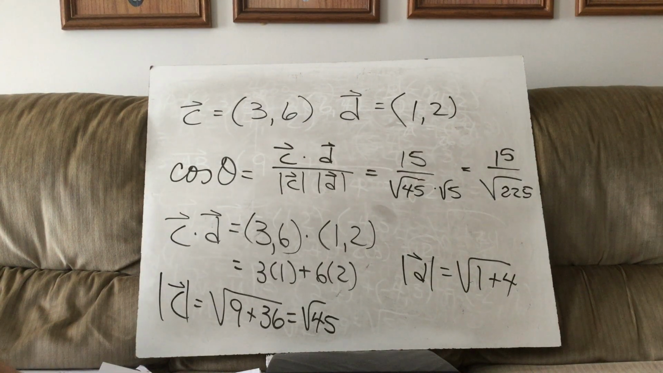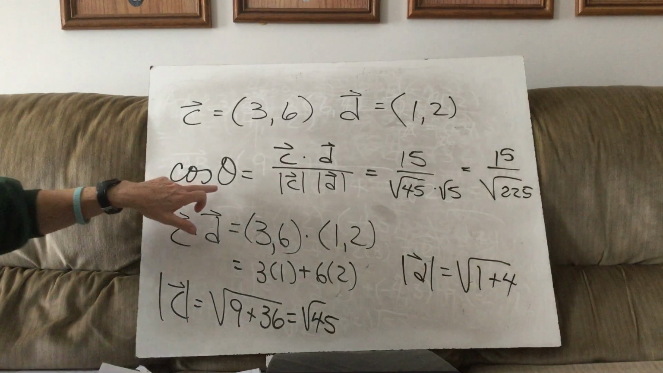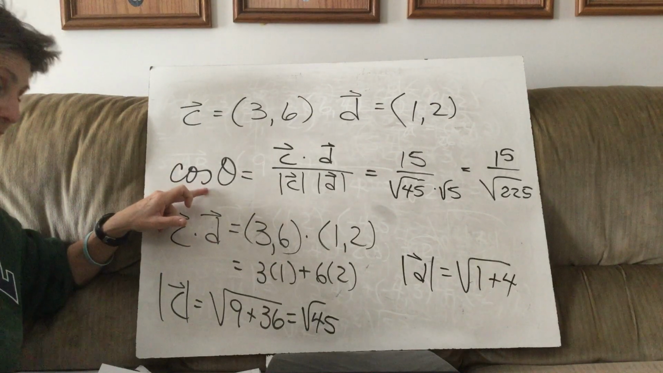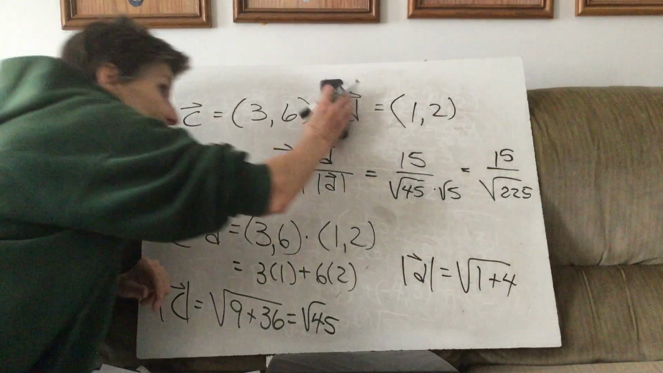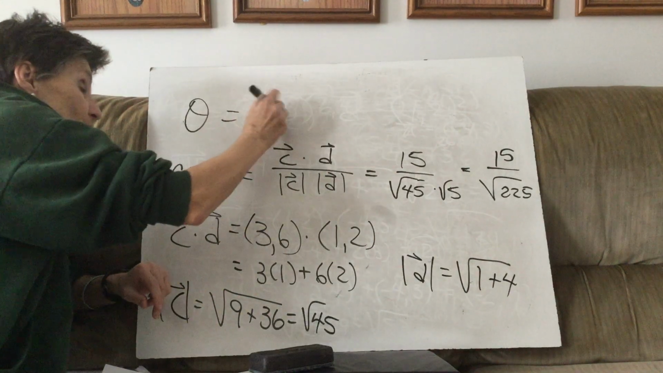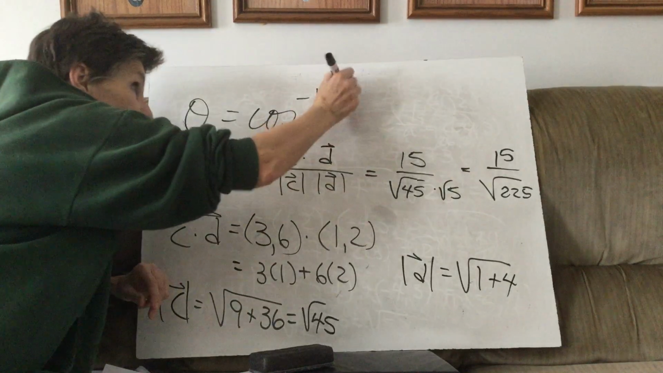Some of you might recognize that as a perfect square, and that's awesome. But don't worry about it because you're going to type it in on your calculator anyway. You have to find the angle. Our objective is to find the angle. So to find the angle, remember we have to second cosine that thing.